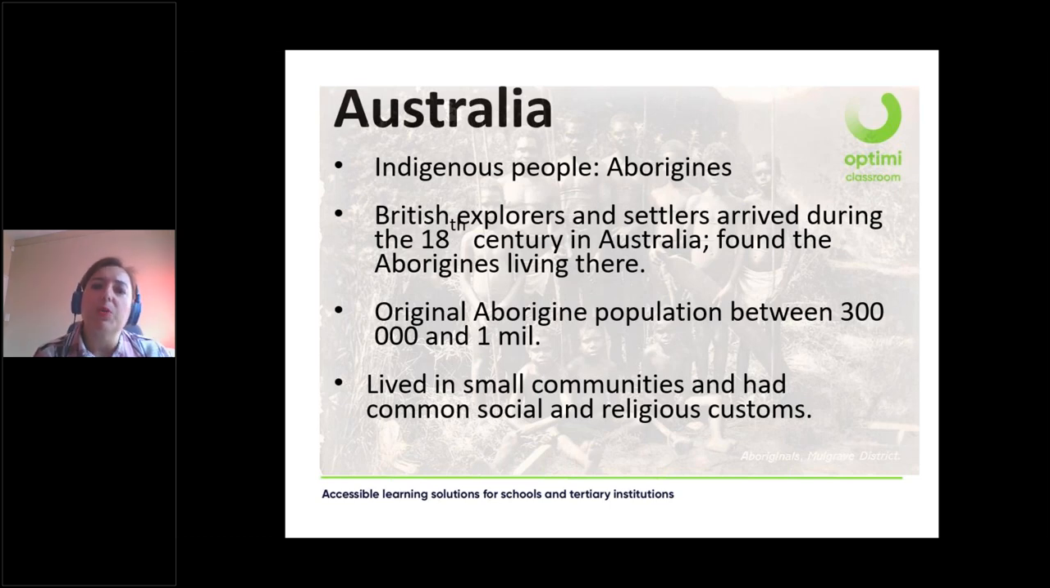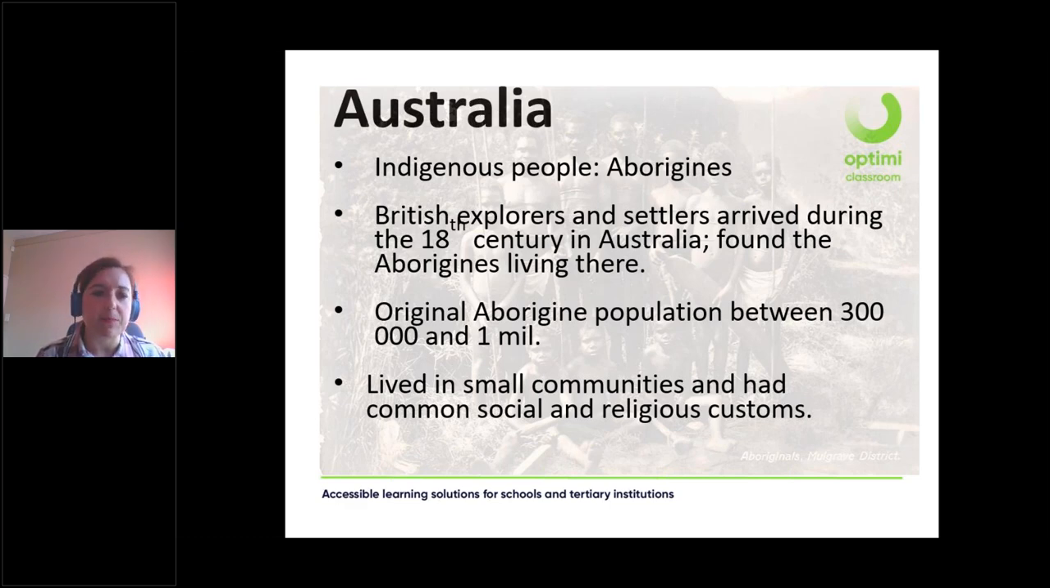Now British explorers and settlers arrived during the 18th century, that's the 1700s. Remember, a century count is always one higher than a year count. Like we live today in the 21st century, but it is 2020. So the 18th century, referring to the 1700s. British explorers and settlers arrived in Australia during the 18th century, and they found the Aborigines already living there.